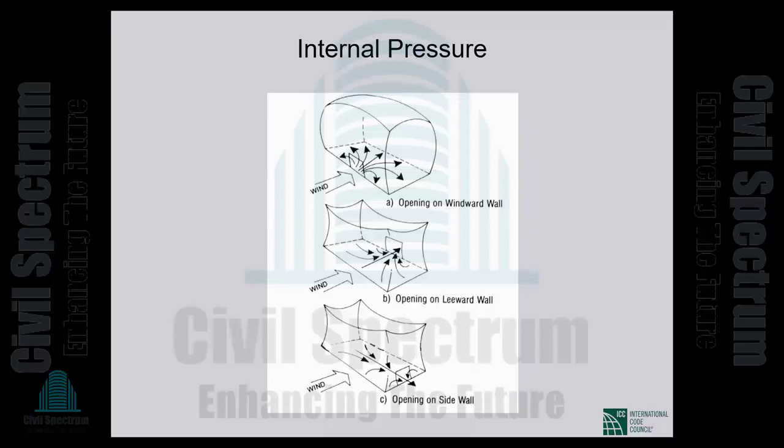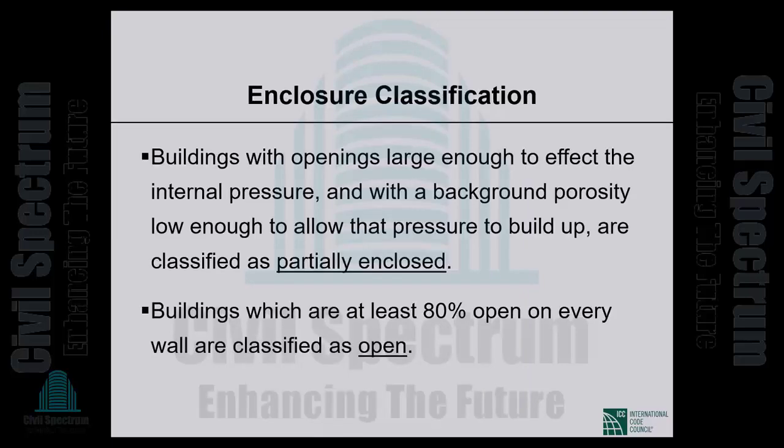Now, this leads to very important enclosure classification. In ASCE 7 and in BNBC, we have three enclosure classifications: open, enclosed, partially enclosed. Okay, and please listen to me very, very closely. This is extremely important.